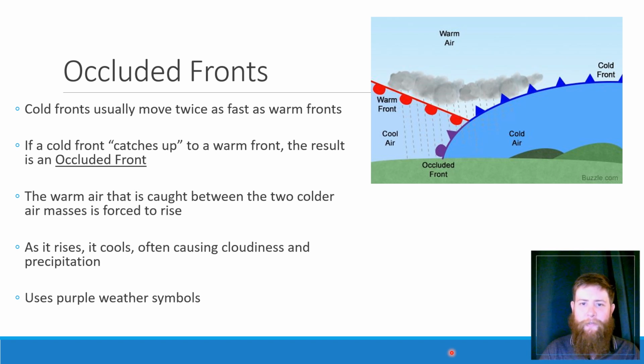For this one, we use the purple weather symbol here, where it is a purple half circle and a purple triangle as we're meshing that cold and warm air together. So it gets that purple denotation. You'll also note that they're on the same side of the line. That's going to be important when we talk about our next one, which is stationary fronts.